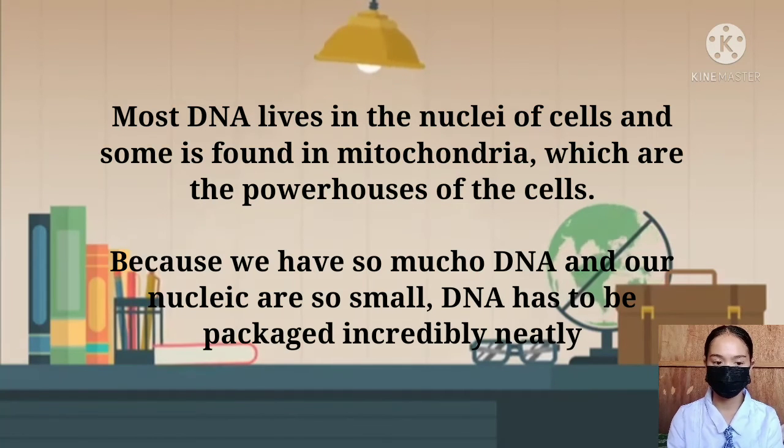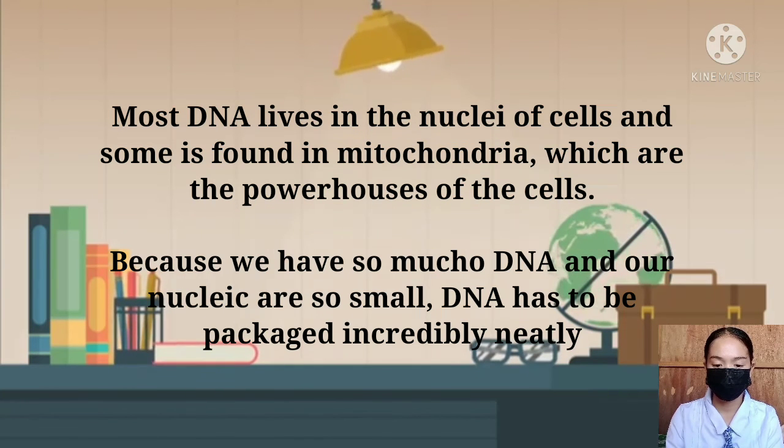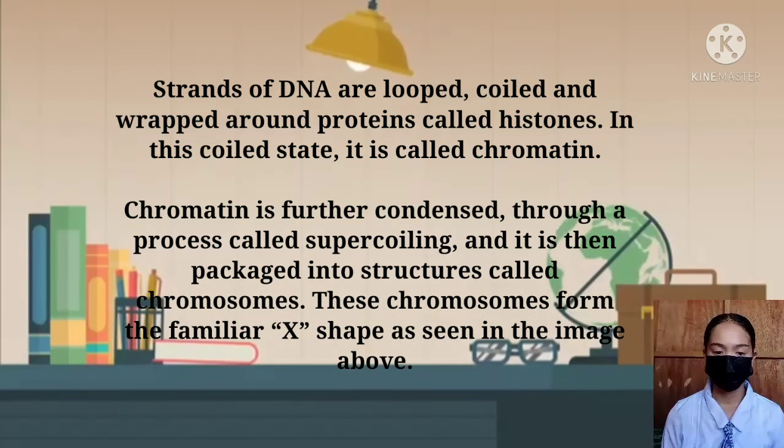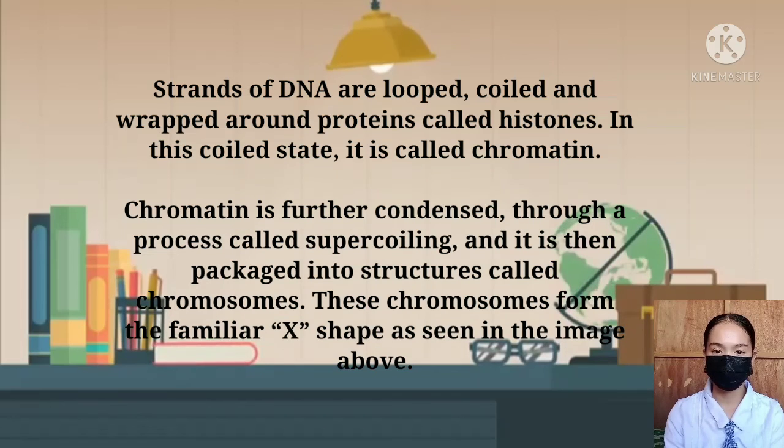Most DNA lives in the nucleus of cells, and some is found in mitochondria, which are the powerhouses of the cell. Because we have so much DNA, and our nuclei are so small, DNA has to be packaged incredibly neatly. The strands of DNA are looped, coiled, and wrapped around proteins called histones. In this coiled state, it is called chromatin.